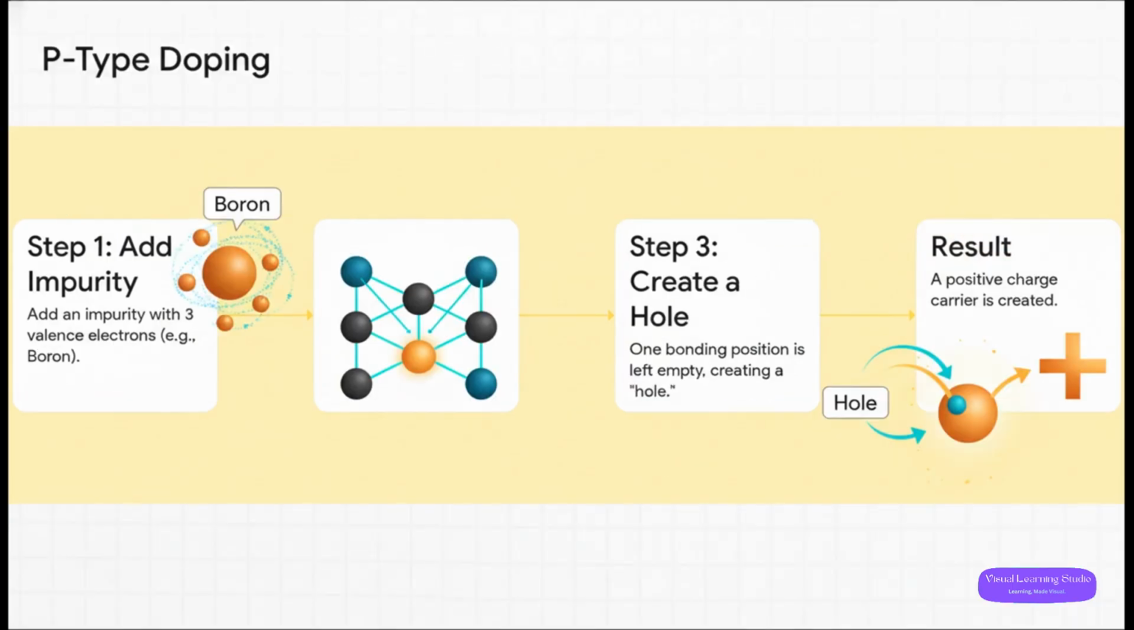Now, what if we do the exact opposite? For p-type doping, P for positive, we add an impurity that has only 3 outer electrons, like boron. So it tries to form those 4 bonds with its silicon neighbors, but it comes up 1 short. This creates an empty spot. We call it an electron hole. You can think of it like an empty seat on a park bench. An electron from a neighbor can jump into the hole, but that just leaves a new empty seat where it used to be. So the hole itself appears to move through the material, acting like a positive charge.